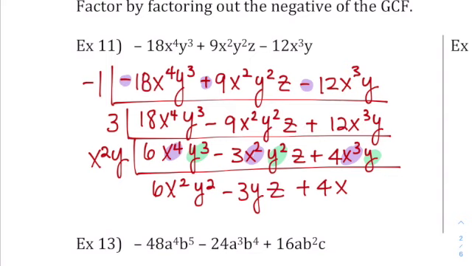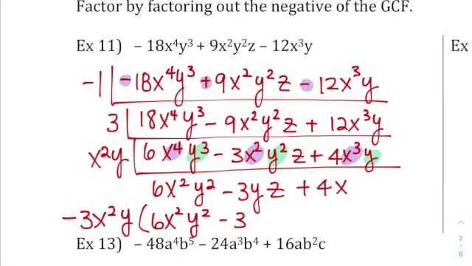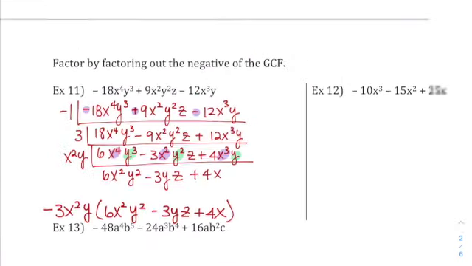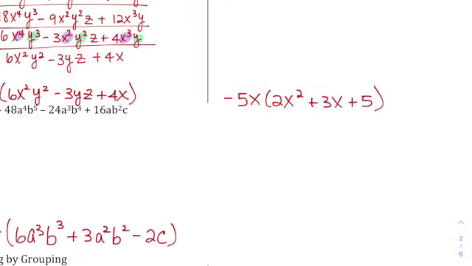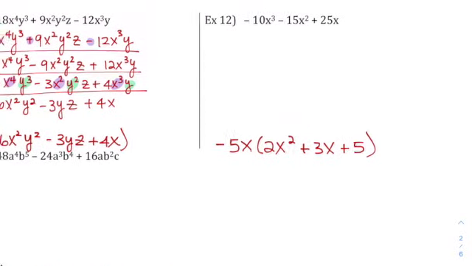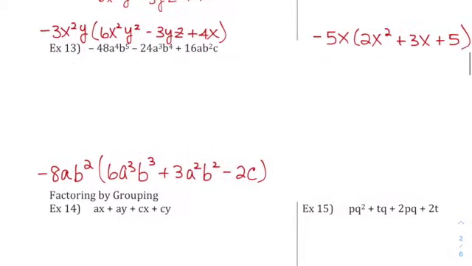So the answer for factoring out a negative sign is going to be negative 3x squared y times parentheses 6x squared y squared minus 3yz plus 4x. And then pause the video and try number 12 and 13 yourself. There's the answer for number 12 and for number 13.